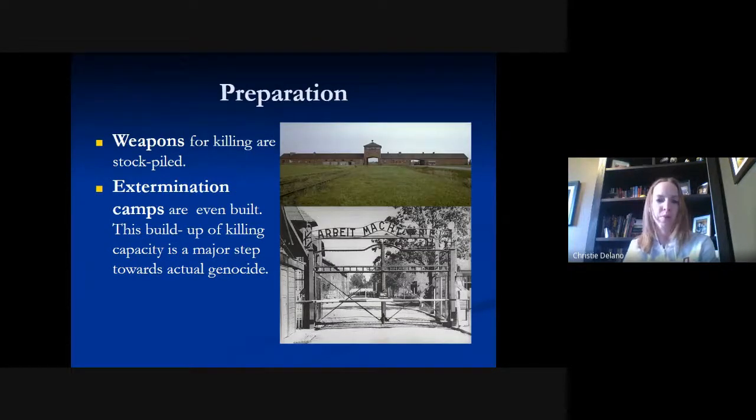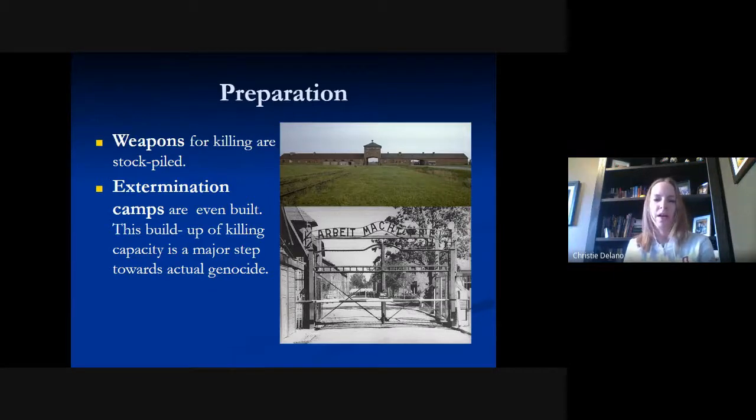They start in this preparation phase really stockpiling weapons to murder 6 million Jews and 5 million others for a total of 11 million between 1941 and 1945. Think about the volume of weapons that are going to be needed, and those are going to need to be stockpiled at your killing centers.